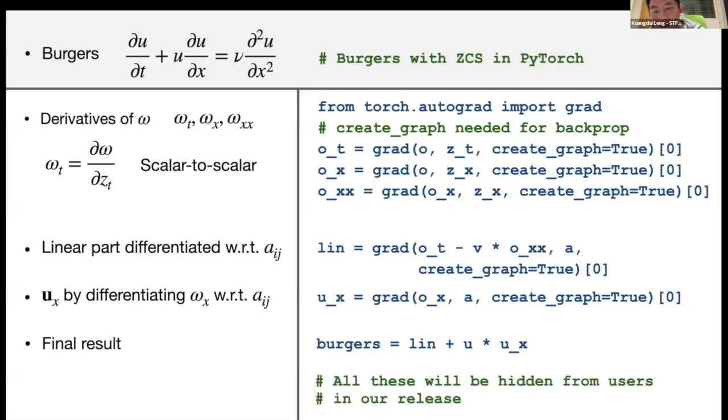But in the framework I will show later, in our implementation for DeepXDE, this process can be completely hidden from users.